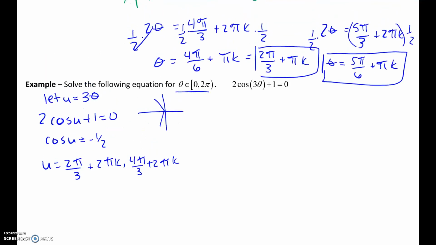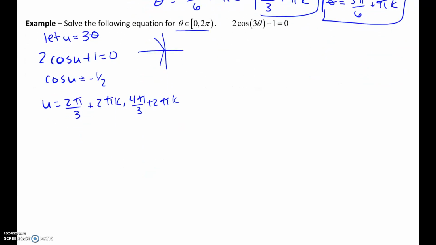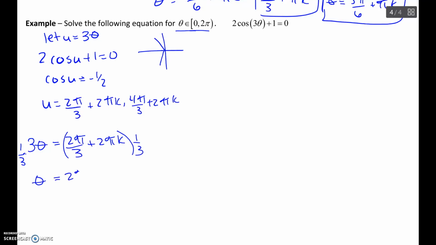And just like we did before, when we're substituting back in for the u, we have to divide everything by 3 and then see where all that happens in between 0 and 2 pi. So I'll show you, it'll make sense. So we have 3 theta equals 2 pi over 3 plus 2 pi k. So when I multiply it by a third, to get rid of that 3 theta, I have theta equals 2 pi over 9 plus 2 pi over 3 k.